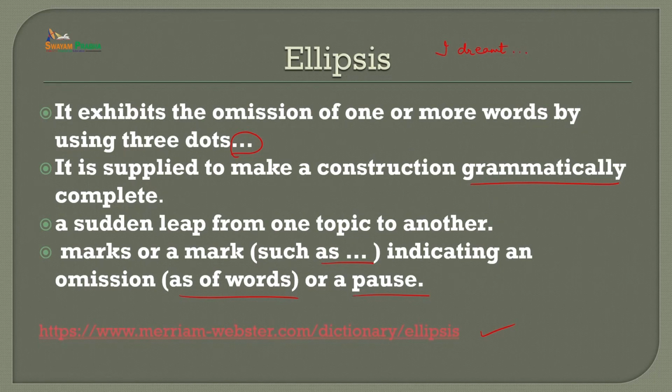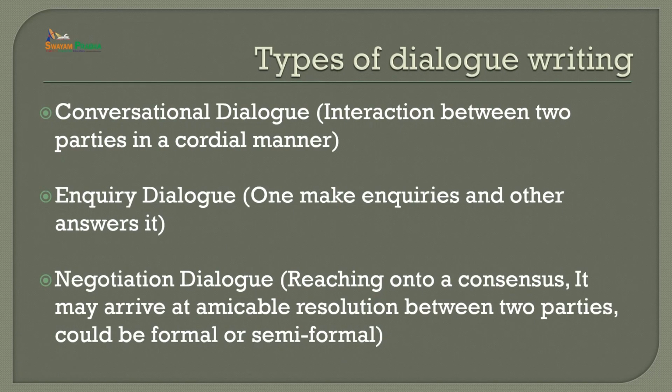So, with this note, we'll move forward towards types of dialogue writing. They are very important. When you talk about dialogue writing, they are of three types: conversational. If it is conversational, interaction between two parties will be there, in a cordial manner. Two people are talking in a very normal manner. If they are sitting in a railway compartment, what will happen? They will just quietly speak with each other in a normal manner. You can definitely observe people talking very coolly. That is a normal conversation, in an amicable, cordial manner.